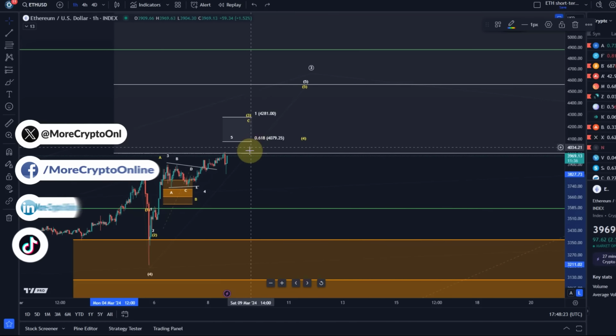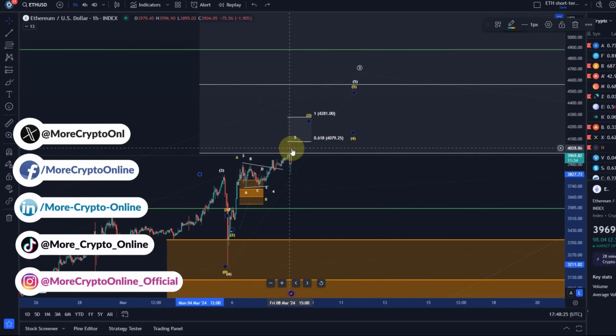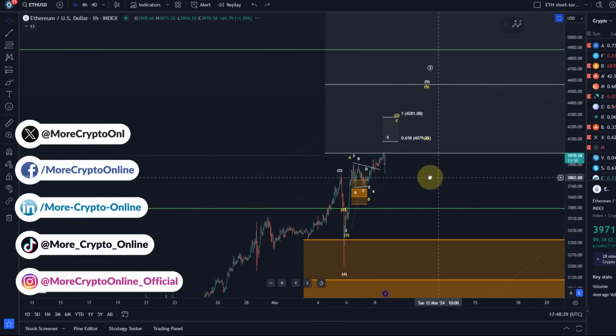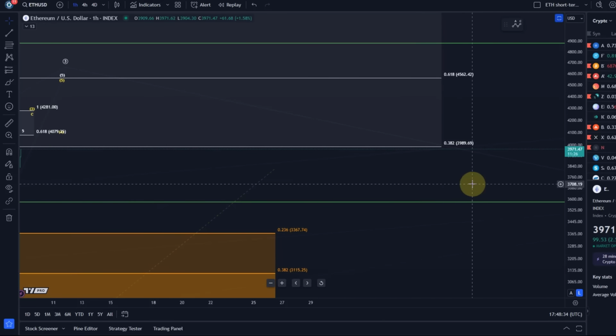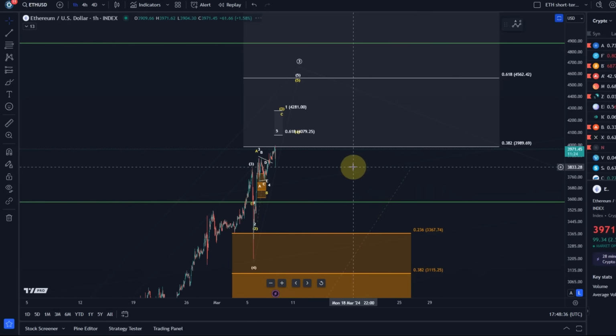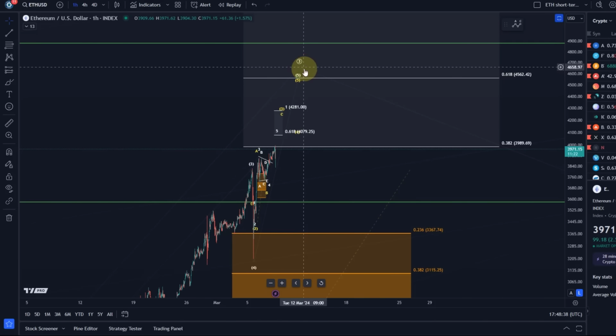Ethereum has reached earlier today my first target, or the next Fibonacci level of the larger degree, at 3,990. It's been on the chart for a few days and it was the first target, or first relevant level, for this larger third wave.